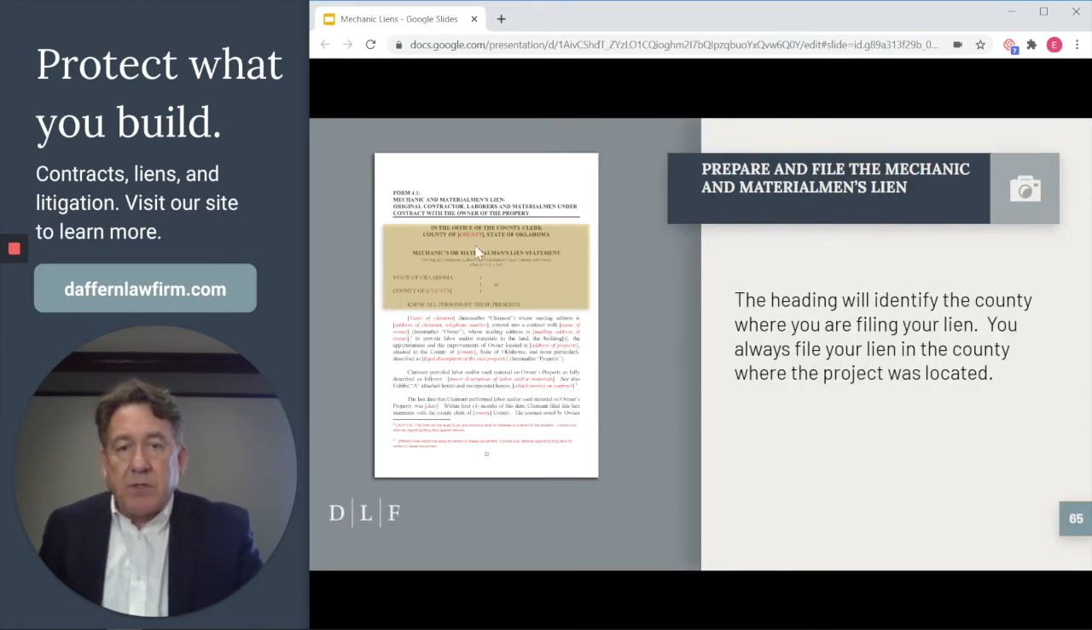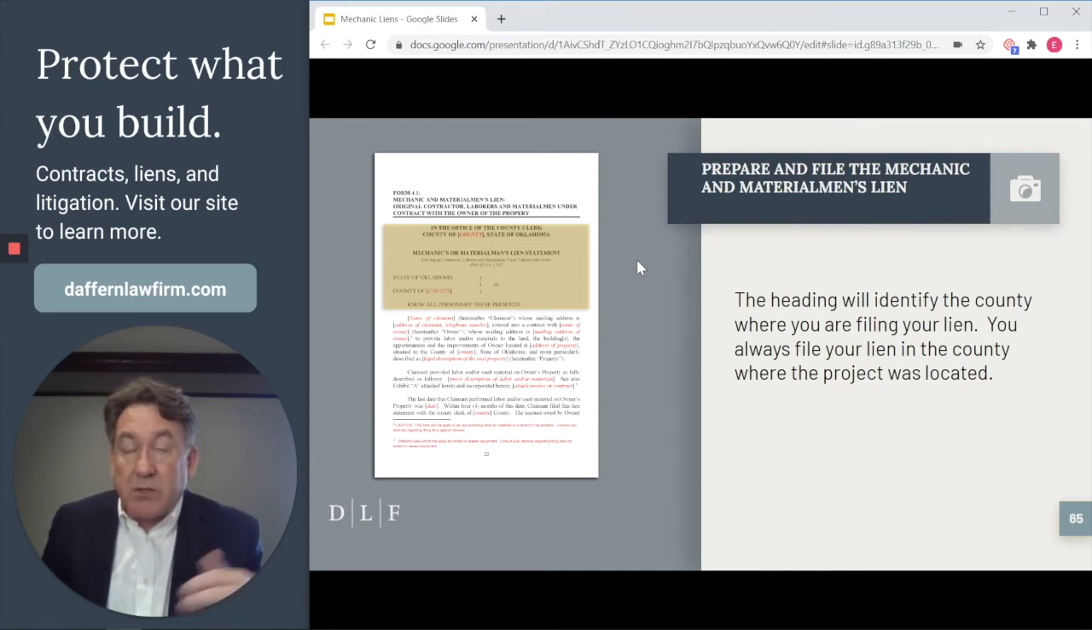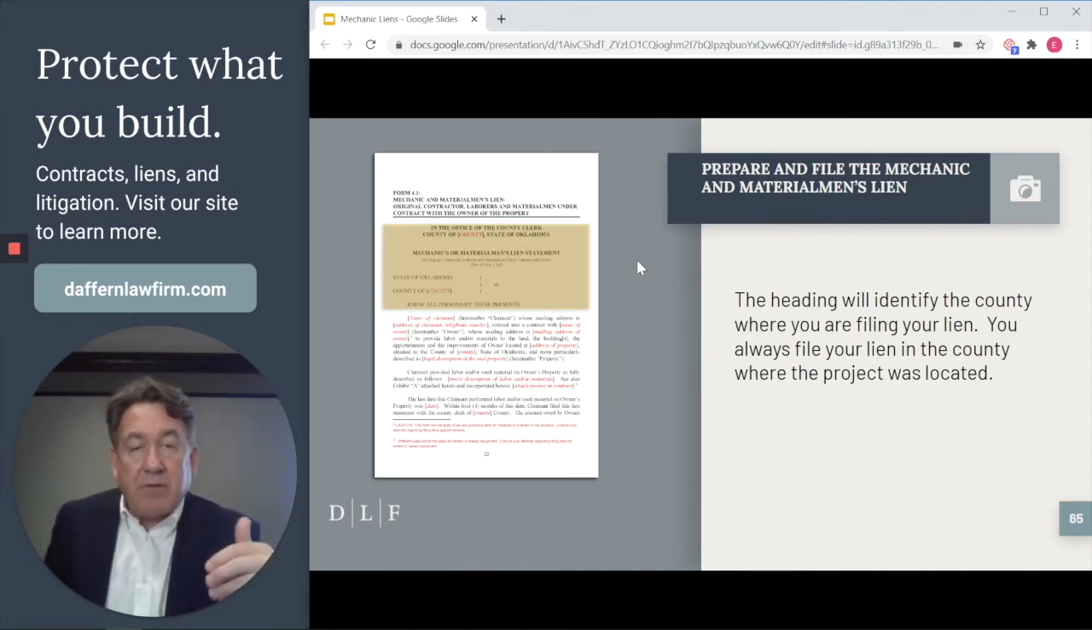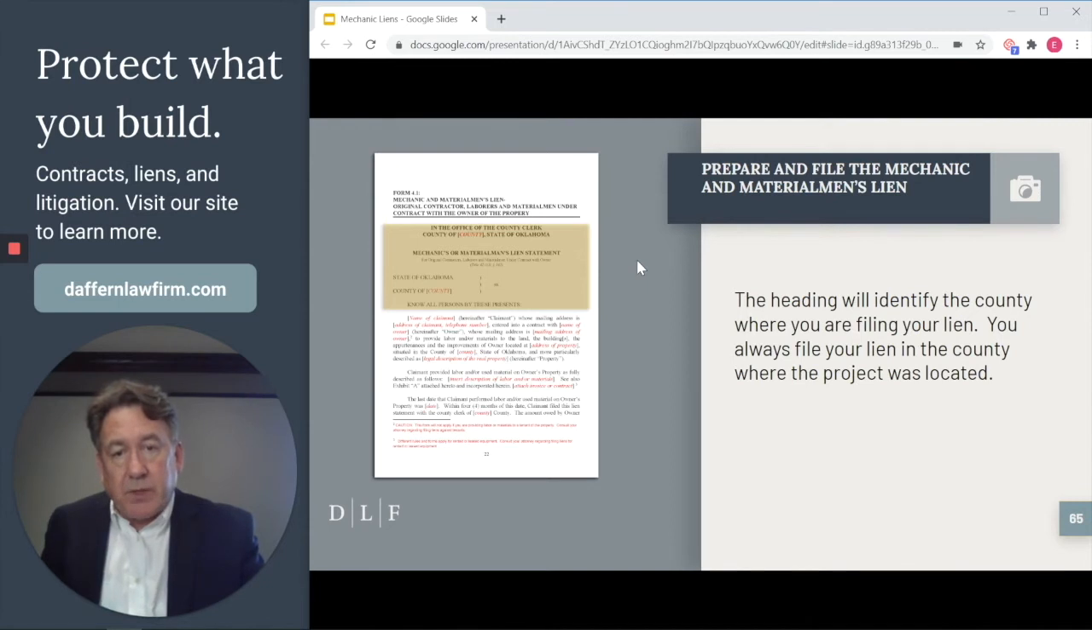The first area on our form is to identify what the document is and to identify the county that the document will be filed in. Again, remember, the mechanic lien has to be filed in the county where the project is located. So if you're working on a big commercial project in Tulsa County, you have to file it in Tulsa County. If you're working on a big project or a small project in Delaware County, you have to file it in Delaware County. Every county in Oklahoma has a county courthouse, and you have to file it in the county clerk's office. So the first thing to do is to identify the county where you're doing your work.